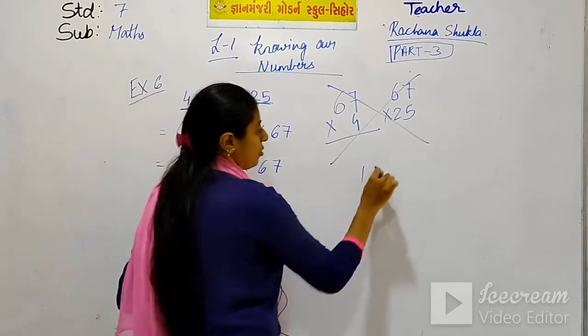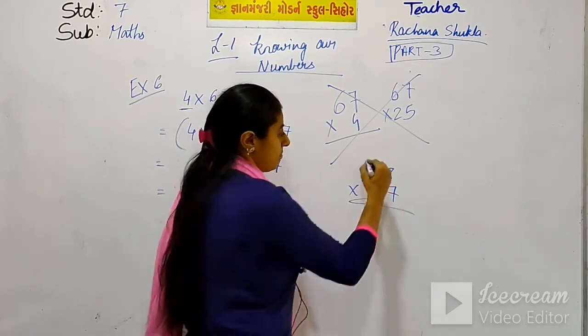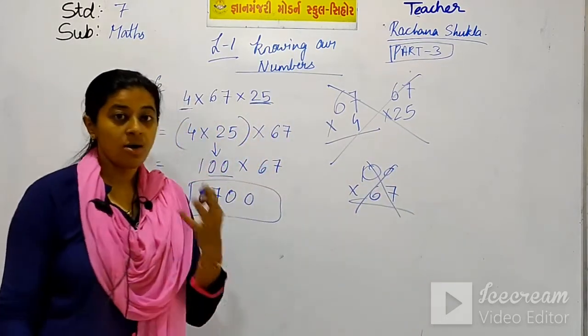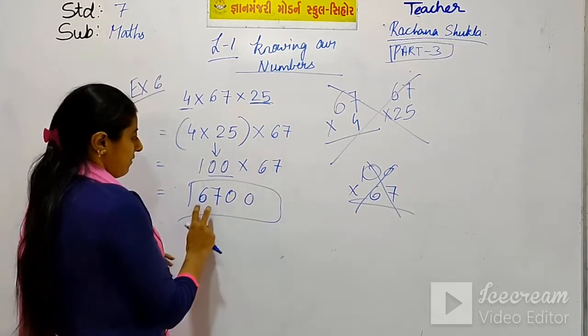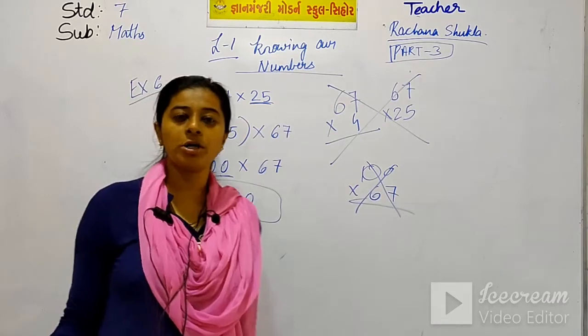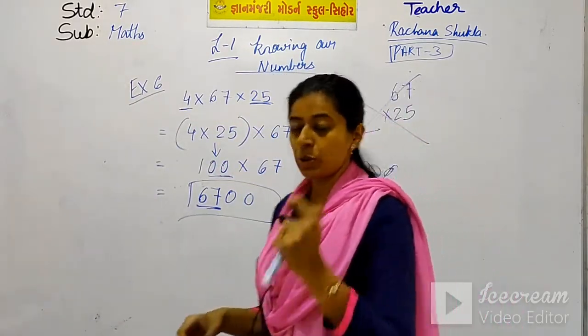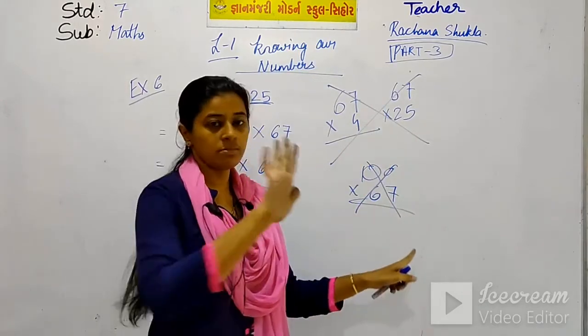Now, you don't have to do like this way. 100 into 67. No, this is wrong. What to do? 67 here and 00 here. You have got your answer, 6700. Like this way you will solve the sum.